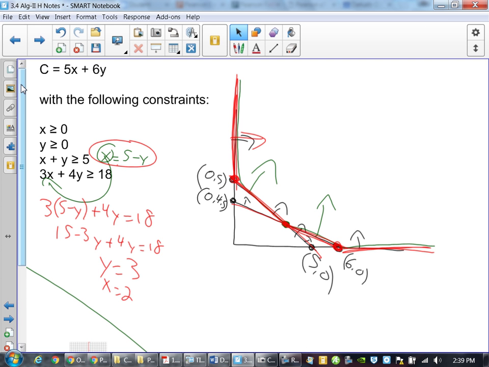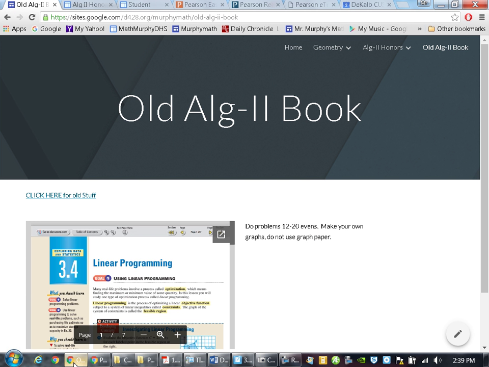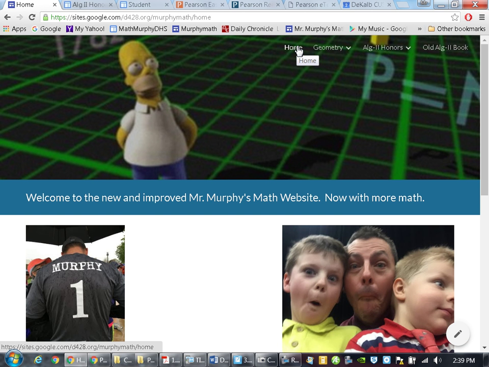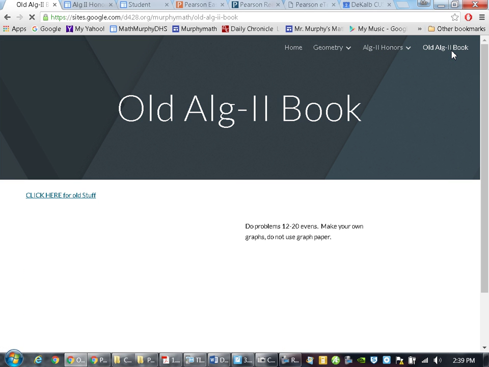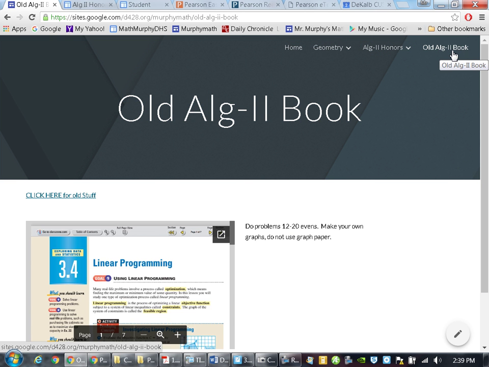Do your homework. You got it on the assignment already. I posted it right there on the website itself, and then it's on the calendar. So again, if you had forgotten where it was, regular old website, old Algebra 2 book, it's there tonight. And it pops up, it says, do these problems. It's 12 through 20 evens, okay?